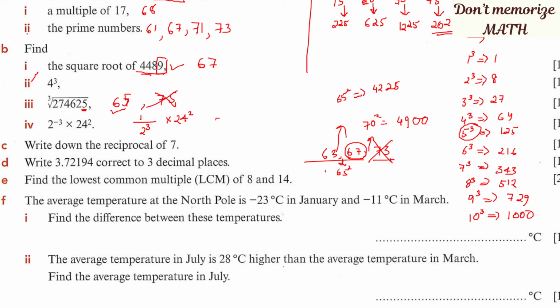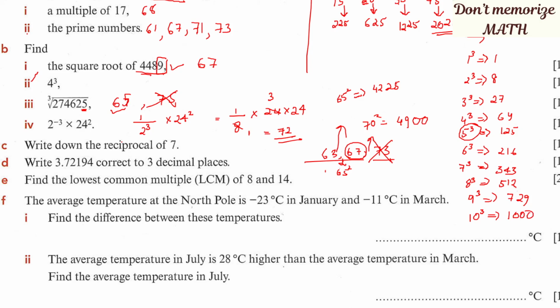So how to simplify them? 1 over 2 cube. What is 2 cube? 2 cube is 8 times 24. I am splitting like 24 times 24. What is 24 divided by 8? 24 divided by 8 is 3, right? Or 8 divided by 8 is 1. 24 divided by 8 is 3. So we'll get 3 times 24. That is 72. So the answer is 72. Just study how to simplify like this.